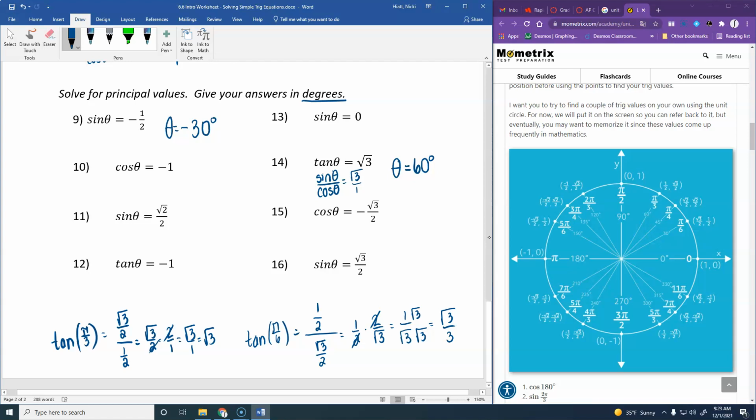So I'm going to post the answer key for the rest of these. Please try it first and then look over the answer key and see how you do on that.